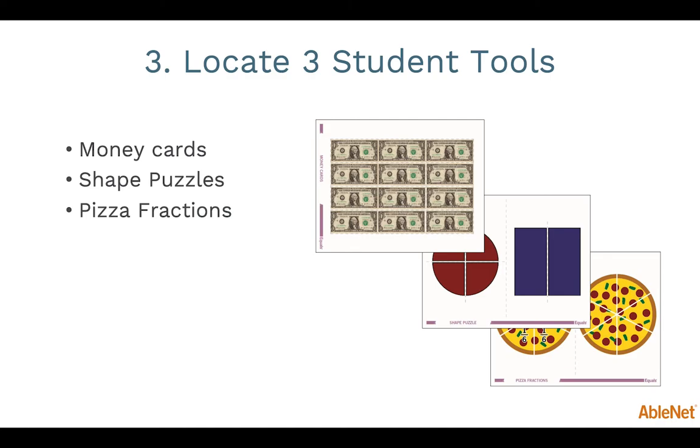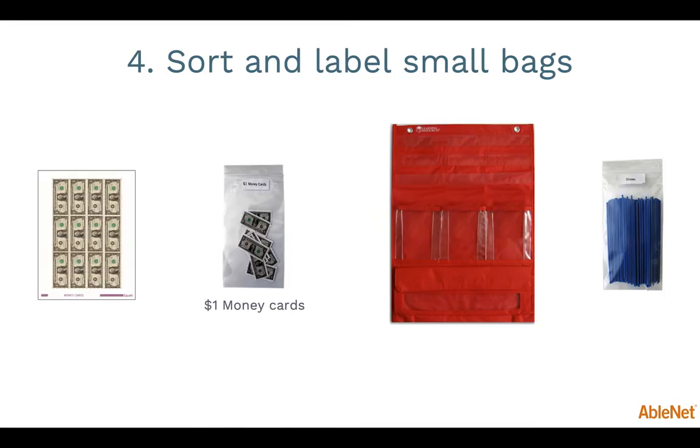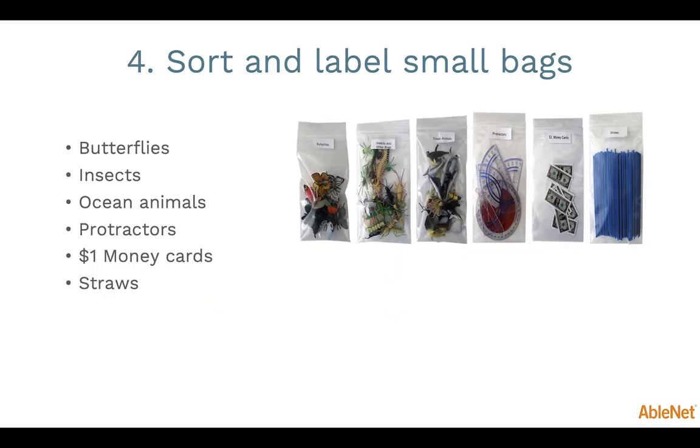The student tools are located in the content kit box behind the Quick Start Guide and labels. These are labeled in the footer of each page. Place the set of dollar money cards into a small bag. The remaining money cards will be bagged separately. Place straws from the place value pocket chart into the other small bag. Then label each of the following bags: butterflies, insects and other bugs, ocean animals, protractors, dollar money cards, and straws.